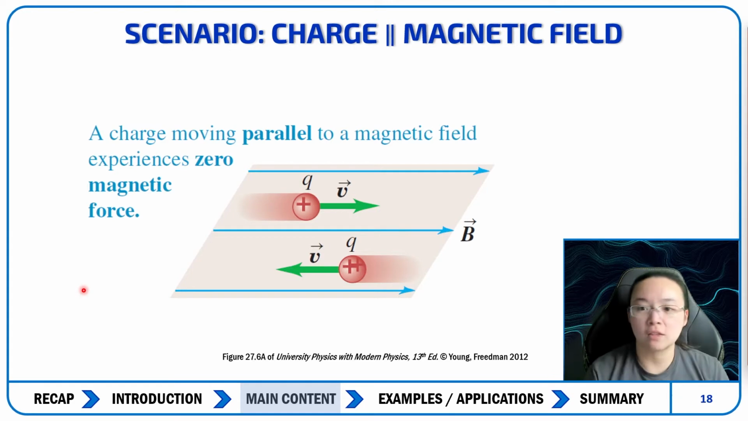If you don't want to use the thumb rule, another simple way to think about this is the sine of theta in the cross product. If you have two vectors that are parallel to each other, sine of 0 or sine of 180 is going to be 0.